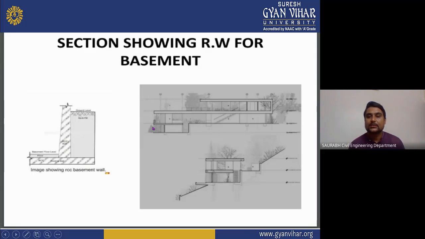And this is the section showing the retaining wall for the basement. As you can see here, this is the basement of the counterfort wall, and this image is showing the RCC basement of the wall, and this is your backfill, and this is your ground level, and this is your basement floor level, and this is your floor. These are the basement of a counterfort wall.